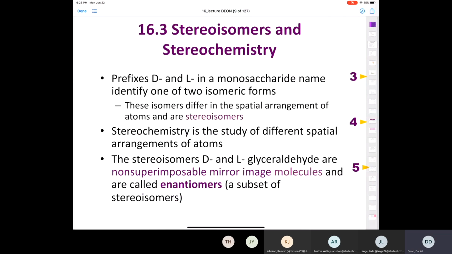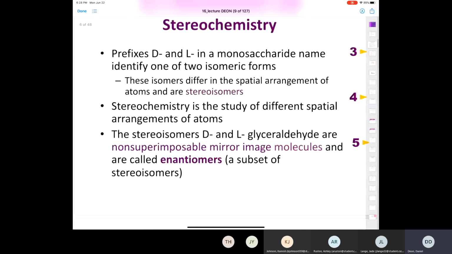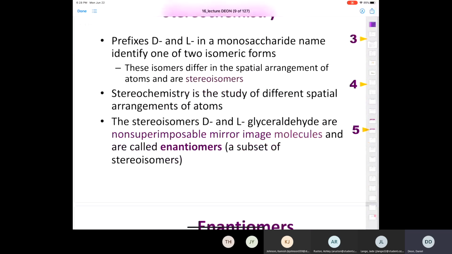You noticed that on the previous slide, I said D-glyceraldehyde, D-glucose, and what else? D-fructose. Well, I can prefix sugars with either the letter D or L, and those prefixes describe one of 2 isomeric forms. It says here that these isomers differ in what? The spatial arrangement of atoms, and they are what is known as stereoisomers. Their connectivity is the same, the way the atoms are connected together is identical. The difference in stereoisomers is the spatial arrangement of the atoms, or the way that atoms are arranged in space.